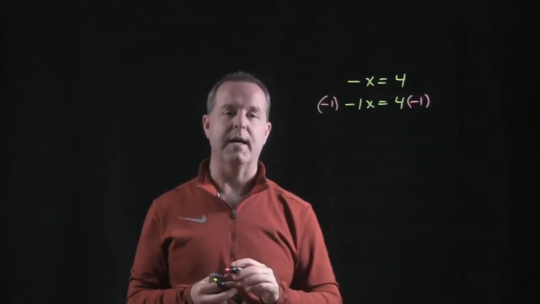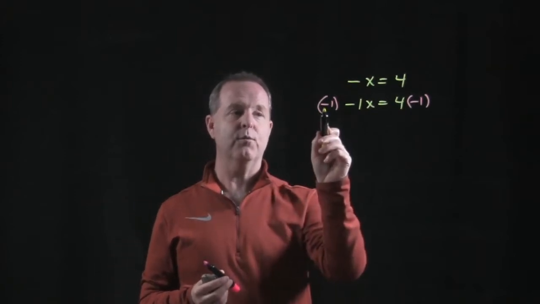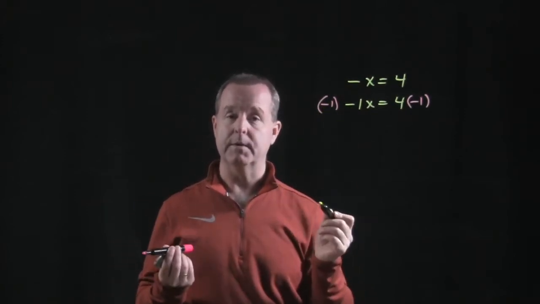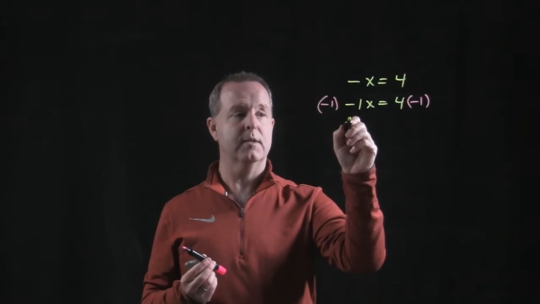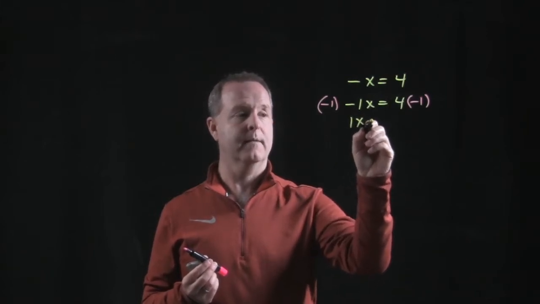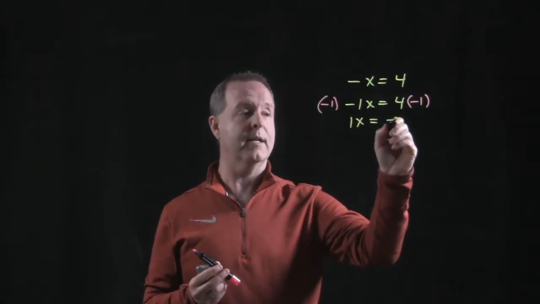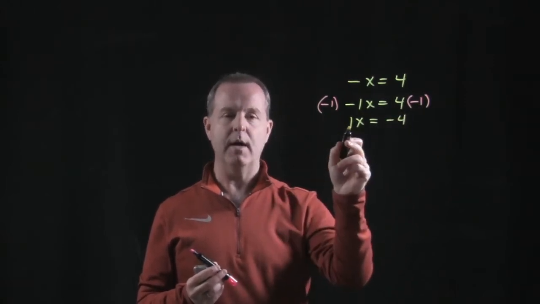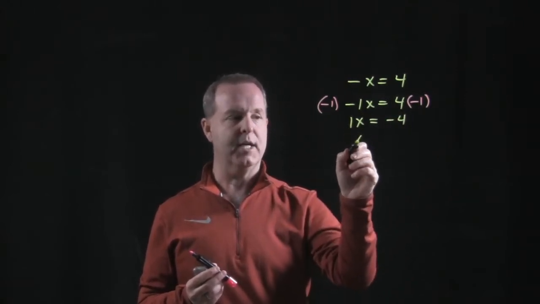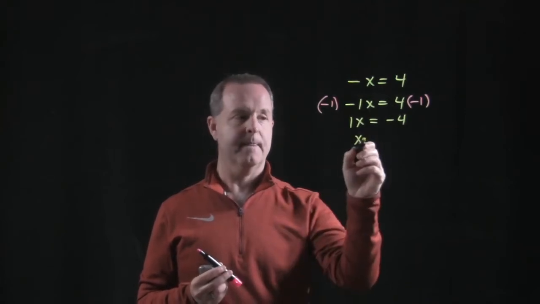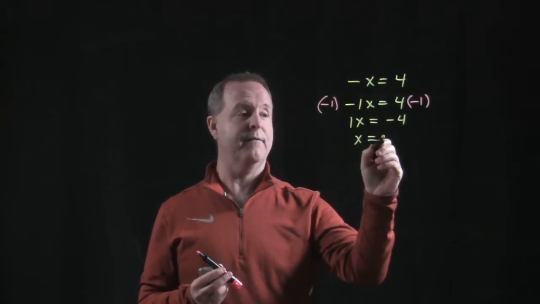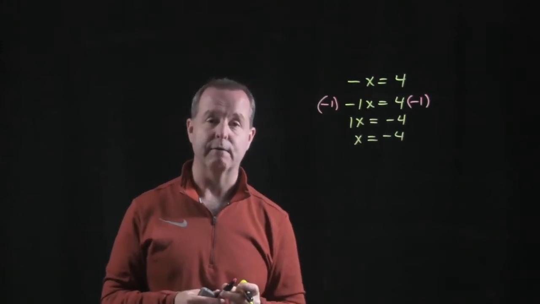I guess we didn't really choose that, because we know a negative 1 times a negative 1 produces a positive 1. So this becomes a positive 1x equals, on the right side, 4 times a negative 1 makes a negative 4. And then since 1s are understood, if it was just an x, I'll leave it as just an x in simplified form, so x equals negative 4.